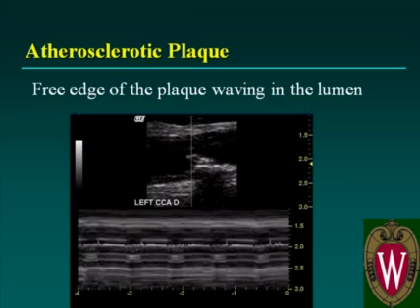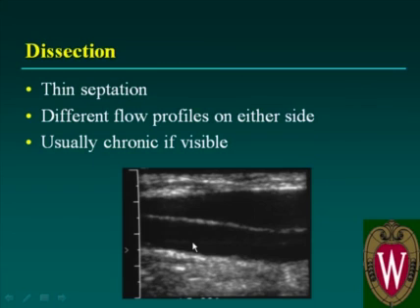This is an example of a free edge of atherosclerotic plaque that is waving within the lumen, and we've done an M mode showing the motion of that free edge here. Dissections, carotid and arterial dissections, are usually seen as thin septations or bands, as shown here in this carotid artery, that shows different flow profiles on either side. In other words, if you put a spectral Doppler cursor on this side of the band or septation, you will get a different appearance to that waveform than you will see on the other side.